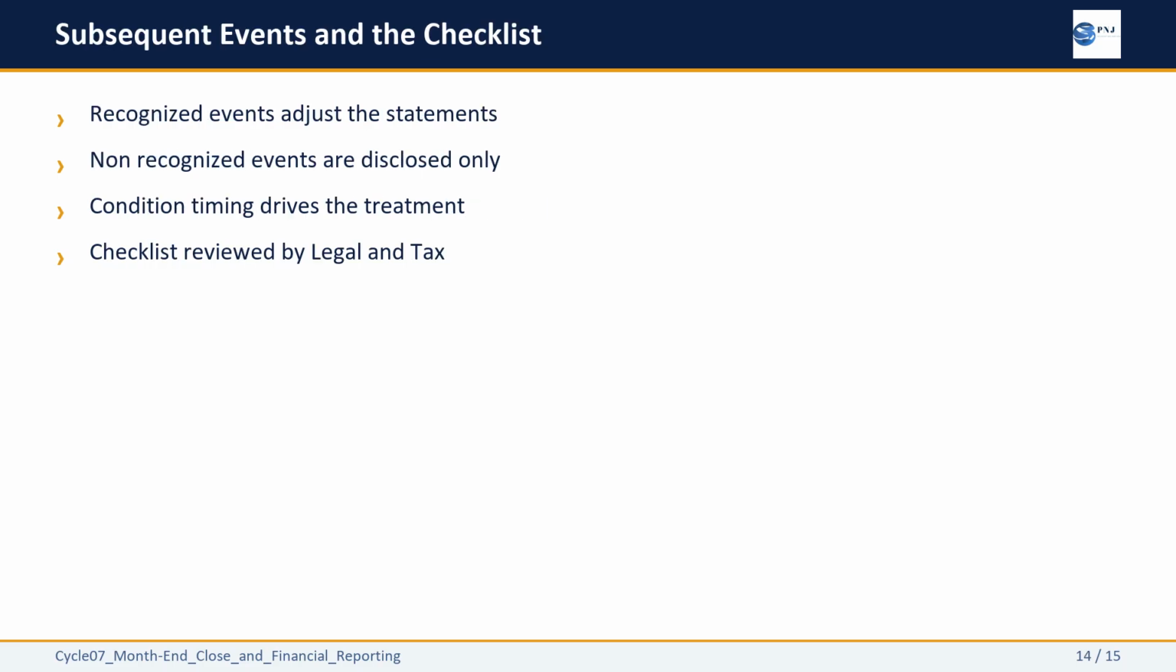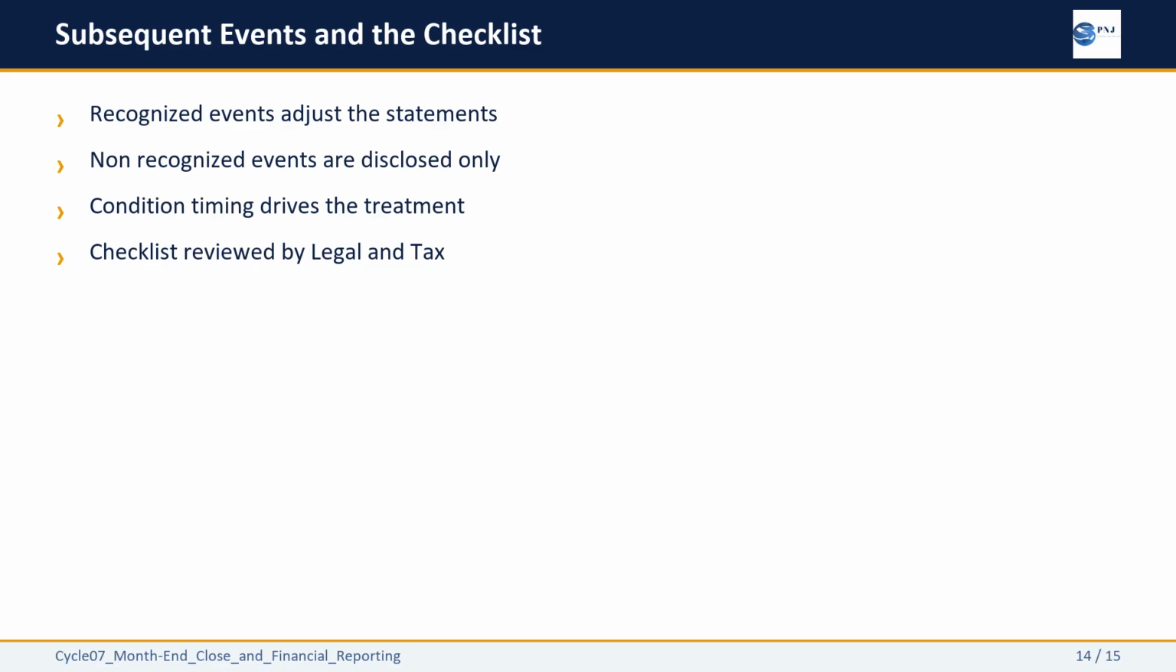One last category can change your statements right up to issuance, and that is subsequent events under ASC 855. These are events occurring after the balance sheet date but before the statements are issued. The treatment hinges on timing of the underlying condition. A recognized event reflects a condition that existed at period end, so you adjust the financial statements. A non-recognized event reflects a condition that arose only after period end, so you disclose it but do not adjust.